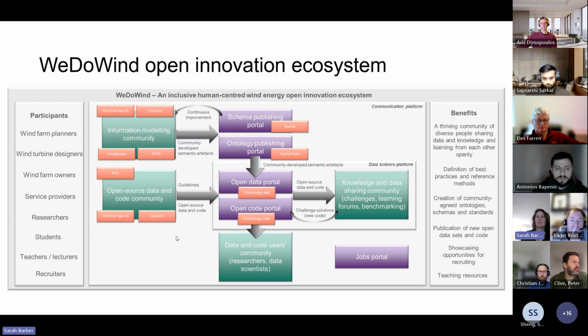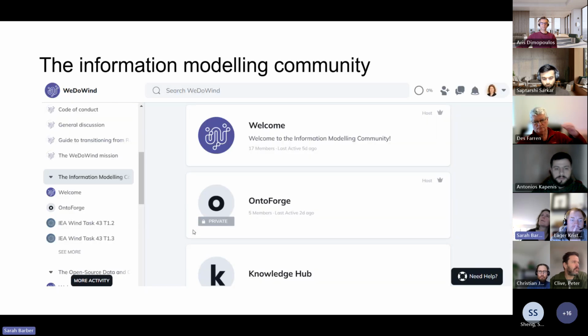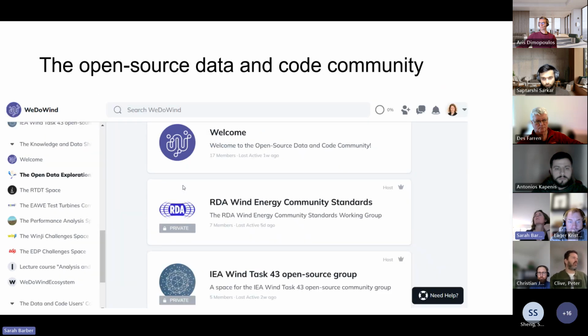I don't know if you know Kaggle, but Kaggle's main business model is recruiting. In the information modeling community, we're going to have different working groups. We'll have Task 43 groups in there, which you can only take part in if you're signed up for Task 43, but we'll have other groups as well. For example, if we started a group doing SCADA alarms specifically, that would be a public group where you can document and see all the developments and talk to people. And the open source data and code community would have, for example, a separate community, the Research Data Alliance group, which is trying to improve the fairness of data.